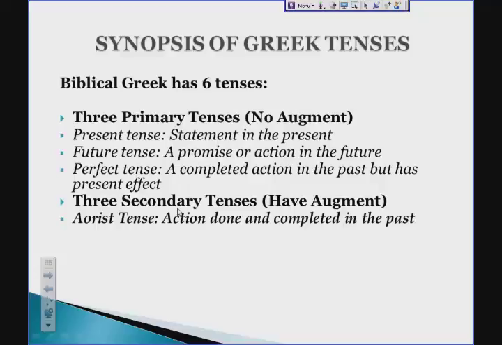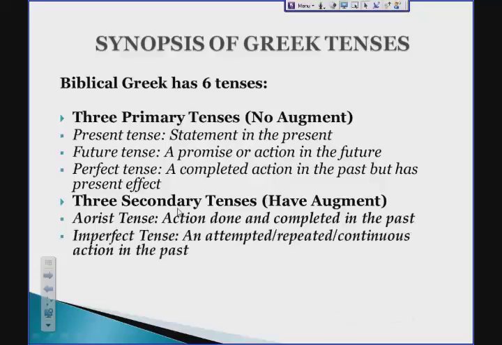It's something done in the past, and it's done and completed there. It does not necessarily have to have an effect continuing to the present. So we call that an aorist tense, a simple action in the past, a concluded action in the past. That's what the aorist denotes.